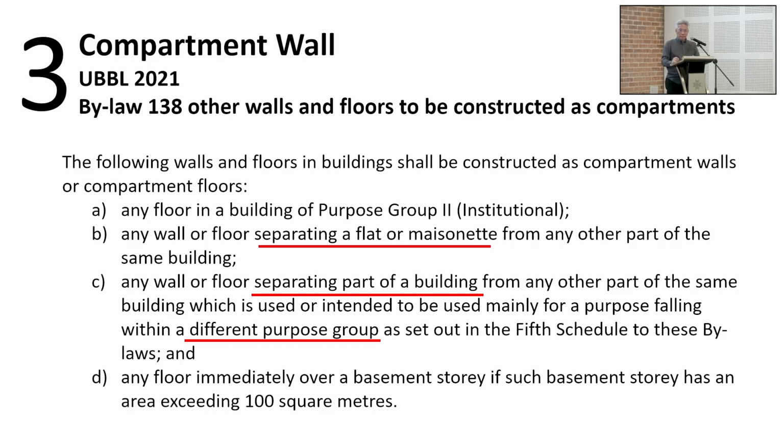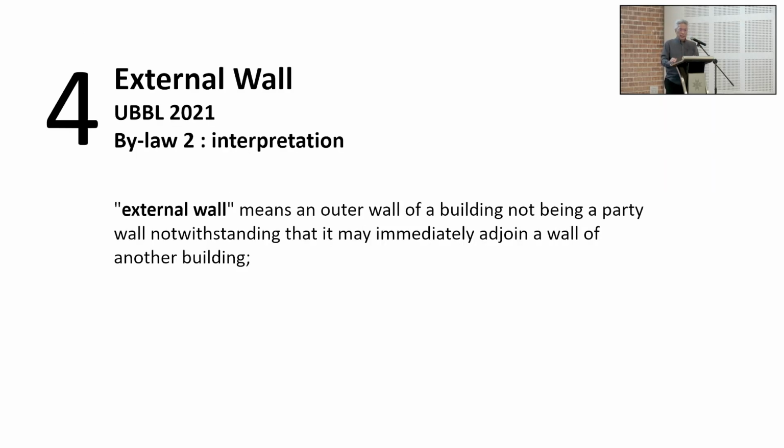Then, any floor or any wall separating a part of a building from any part of the same building, which is intended for a different group or different purpose, you need compartment walls. So you may not have exceeded the volumes, but it is of a different purpose group. Then you need to compartment up that purpose group from the rest of the occupancy of the same building. Okay, we are okay with that?